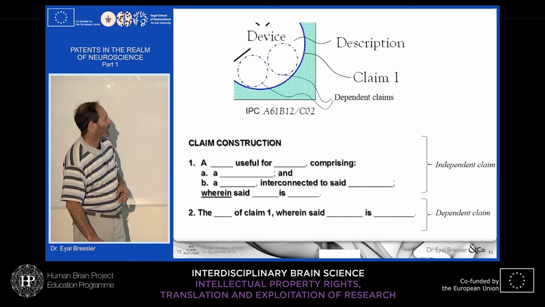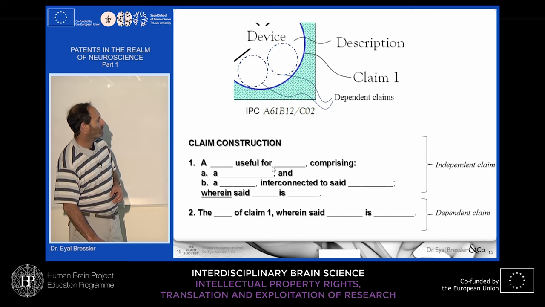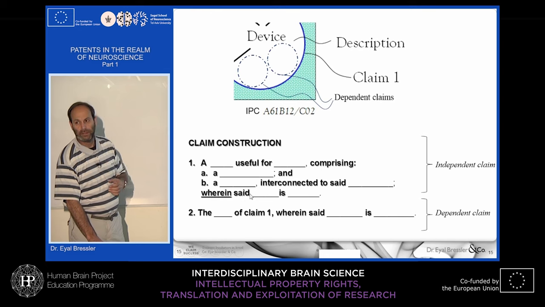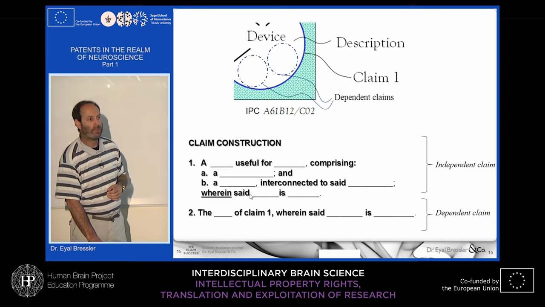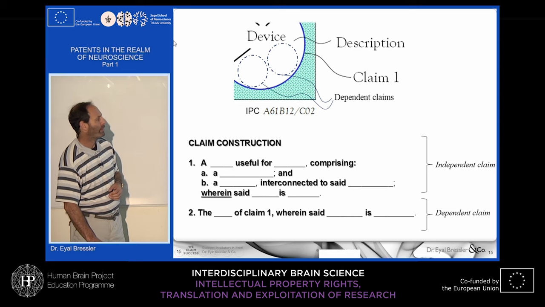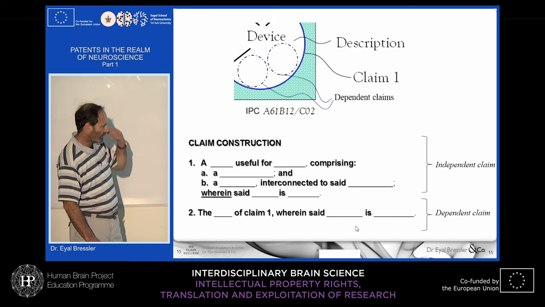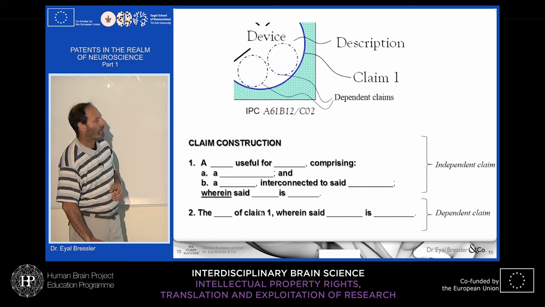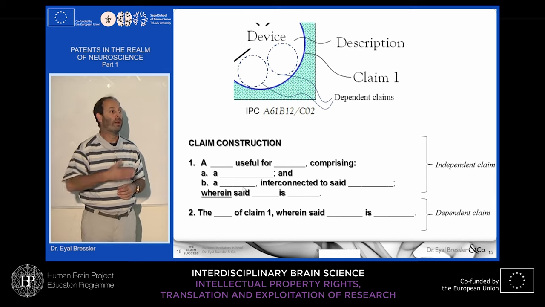So if you have a definition or a claim, you'll see a device used for cutting something, comprising a handle and a blade interconnected to said handle, wherein said blade is made of steel. Now the novelty is only the material of the blade, only after the wherein. Everybody is following me? Now this is the independent claim, the broader claim. A less broad, narrow claim is a dependent claim, saying the knife of claim one, wherein said metal of the steel blade is made of something. Much narrower. This is a dependent claim, this is an independent claim. This is the only way you can read patents or write patents.